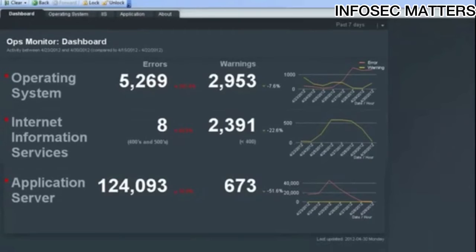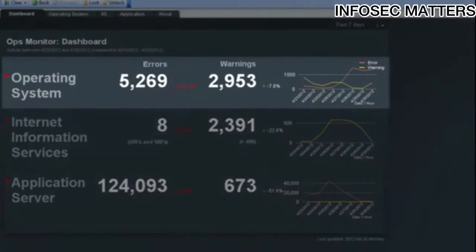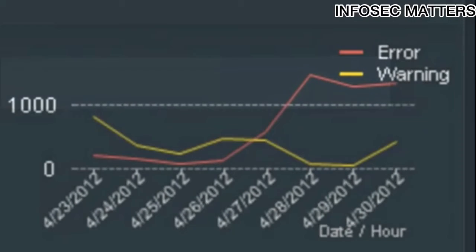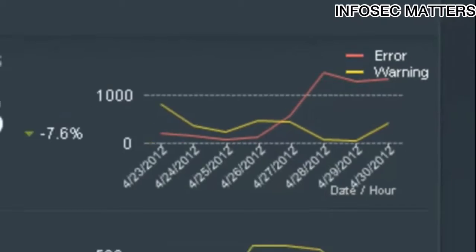I can see the number of errors and warnings for each area. If the errors are up since the previous time frame, then I see a red arrow and the percentage of the errors increase. If the errors are down, then I see a green arrow and the percentage of this error decrease. For the operating system section, I can see the number of log entries where the level was either error or warning. I can see that over the weekend the errors increased while the warnings decreased.